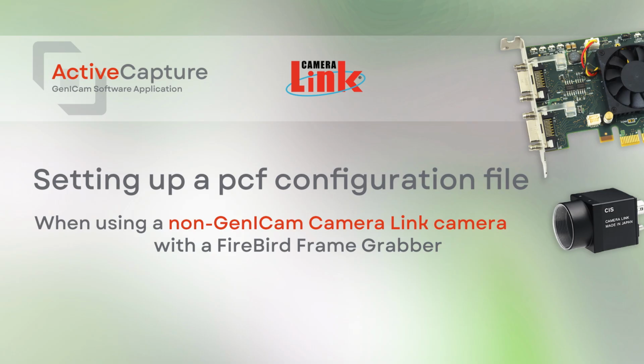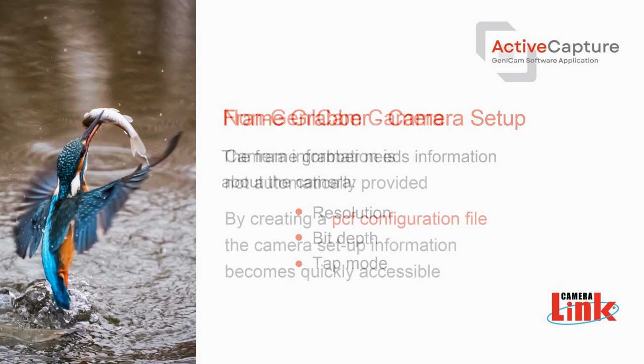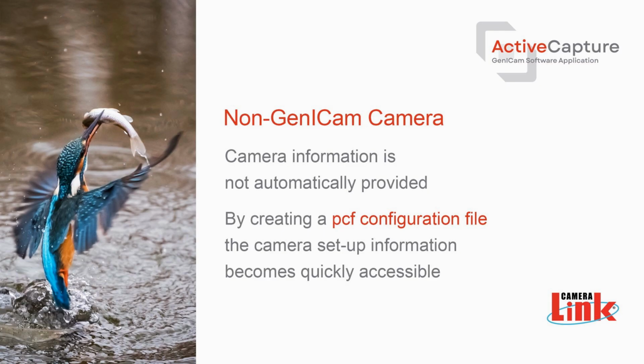This is a tutorial for setting up a PCF configuration file when using a non-GenICam Camera Link camera together with a FireBird frame grabber from ActiveCapture. In order for a frame grabber and a camera to be working together, the frame grabber needs information about the camera, including the resolution, bit depth and tap mode.